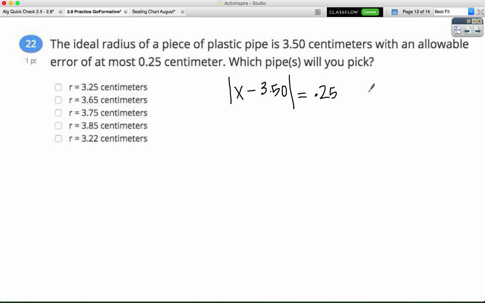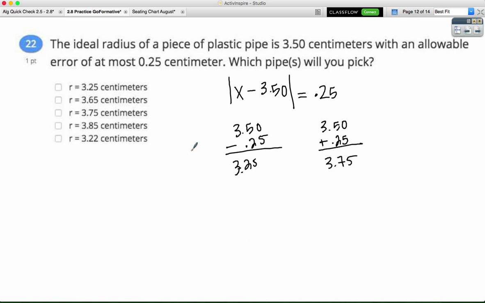So if I was working this as an absolute value equation, I would know that it has to be 0.25 to the right or 0.25 to the left of it. So I'm thinking 3.50 minus 0.25 and 3.50 plus 0.25. So that gives me 3.25 and 3.75.